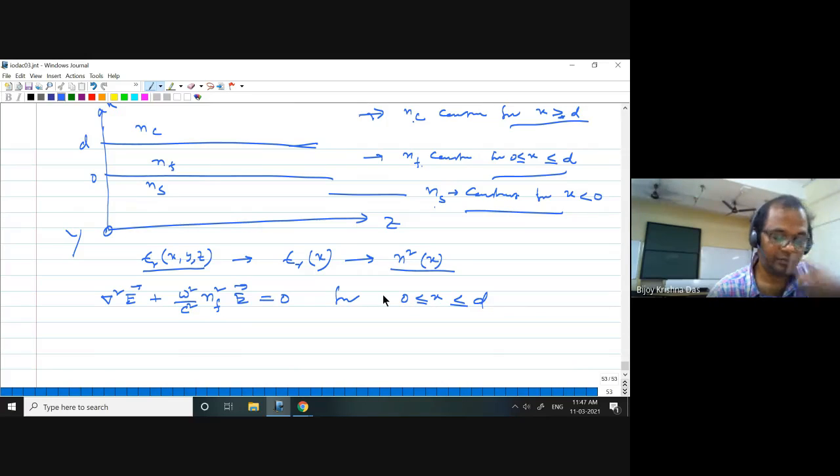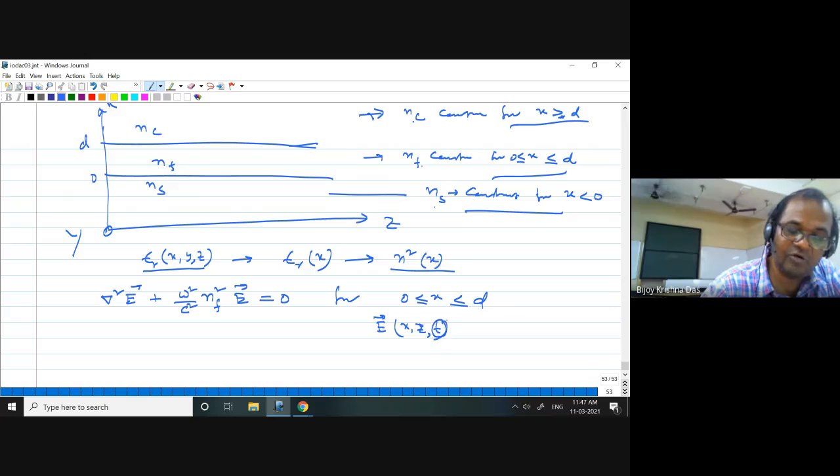Clear? Now I know this electric field solution for this 1D waveguide, how will it look? Obviously this electric field will be a function of x, z, and t. As for the t dependence, as long as I assume e to the power j omega t, I don't need to bother about that. So I can write that the electric field has only x and z dependencies.